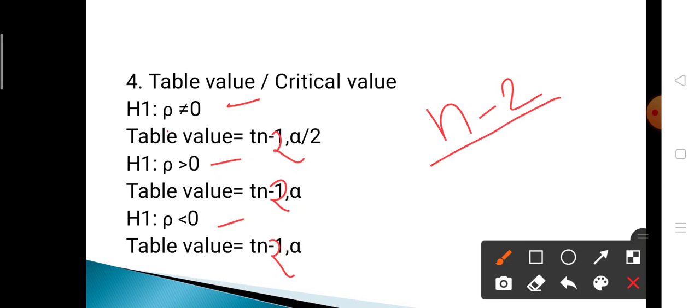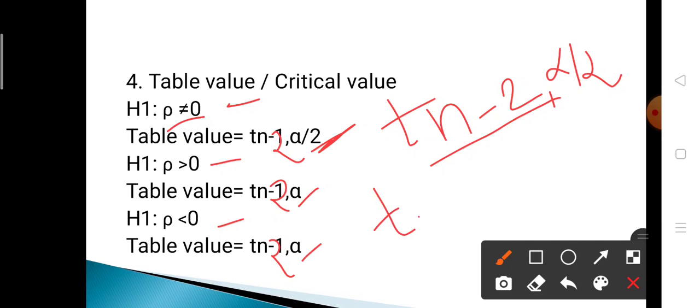For a two-sided test, see the table value for alpha by 2. So the table value is t with n minus 2 comma alpha by 2. This is for the two-sided test. For a one-sided test, see the table value for alpha only. So the table value is t with n minus 2 comma alpha for the one-sided right test or one-sided left test. And for two-sided, see the value for alpha by 2.